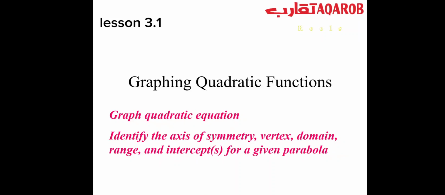Lesson 1 from module 3 is about graphing quadratic functions. At the end of this lesson, you will be able to identify the axis of symmetry, the vertex, the domain, the range, and the intersection, for a given parabola with the y-axis and with the x-axis. All of these are actually characteristics for the quadratic function's graph. And finally, we will learn how to graph a quadratic function.